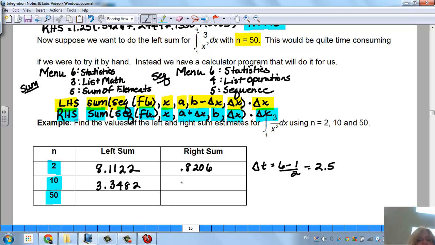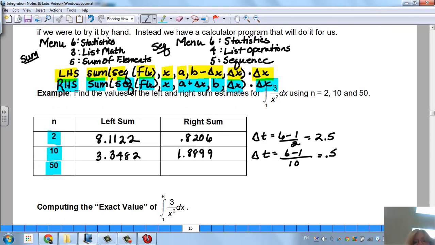3.3482 and 1.8899. Do you see how they're closer together? My delta t in this case would be 6 minus 1 all over 10, which is now I'm counting by 0.5. So it's more frequent, and I have 10 subdivisions, almost 10 rectangles. So this is getting closer and closer together. All right. Now the 50 should be even closer together.